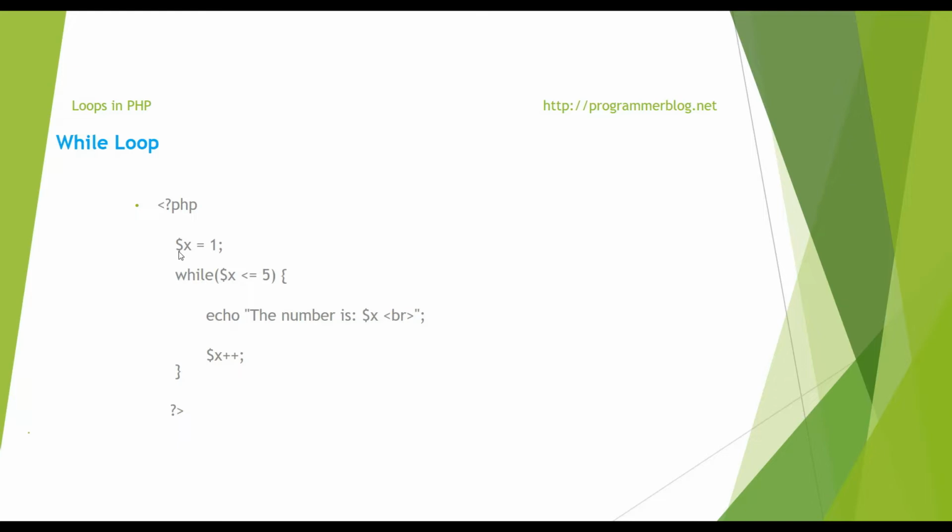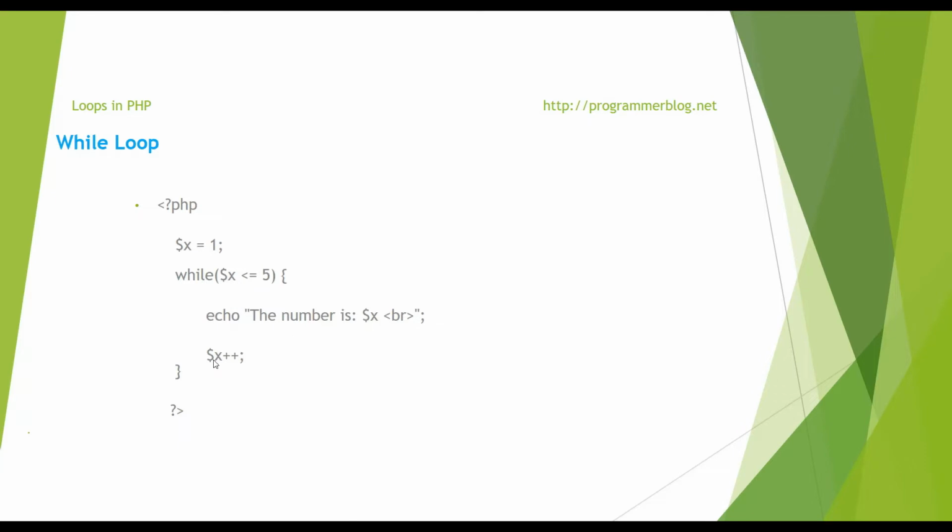So over here, you can see that $x is equal to 1 is the initialization. Then we have a while loop, and inside the while loop, we have a condition. This condition says that execute this loop until the $x value is less than or equal to 5. And inside this code block, we have a statement: echo the number is $x. So this line will print the value of $x with the line break. And in the last, we have an increment counter.